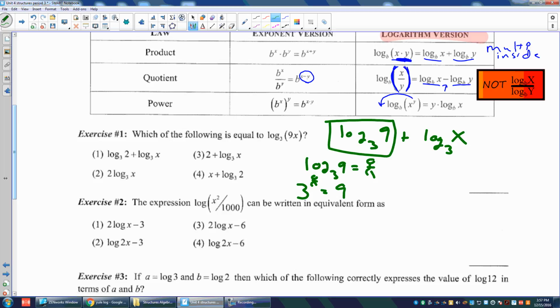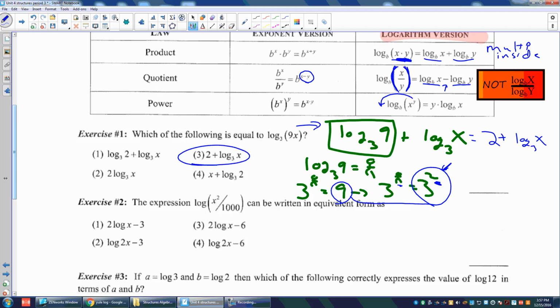Okay, so now we know that 3 to the monster equals 3 squared. Where'd you get that 3 squared from? 9 is the same as 3 squared. We can drop the bases, say that monster is 2. So now I'm back up here. Log base 3 of 9 is the same as writing 2, plus log base 3 of x. Looks like it's choice 3.